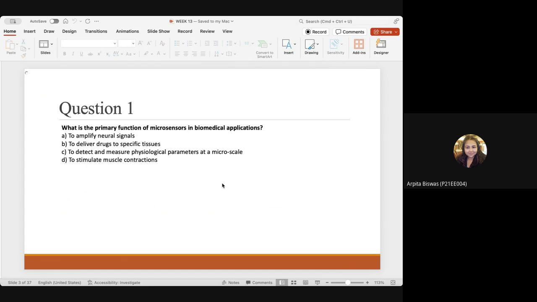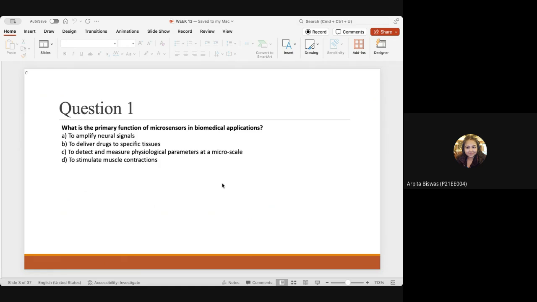Overall, from the whole syllabus, we are going to take some questions and discuss them here. This is question number 1. What is the primary function of a microsensor in biomedical applications?